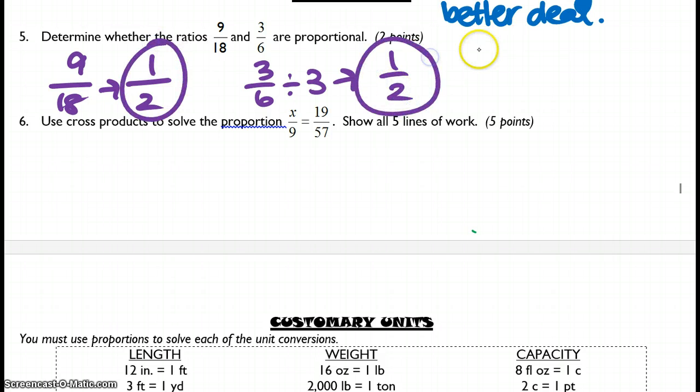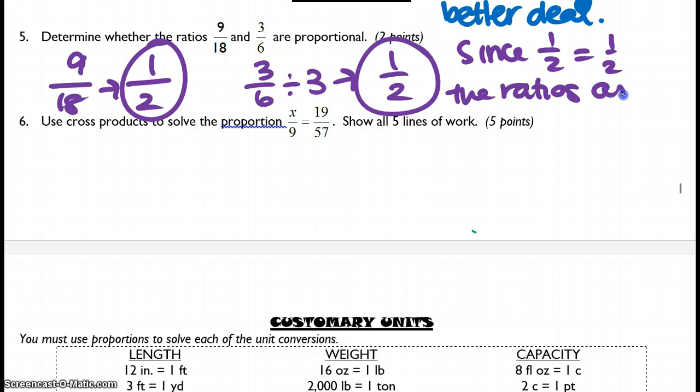So, since 1/2 equals 1/2, the ratios are proportional. Yes, I want you to write that on your test. You need to get in the good habit.